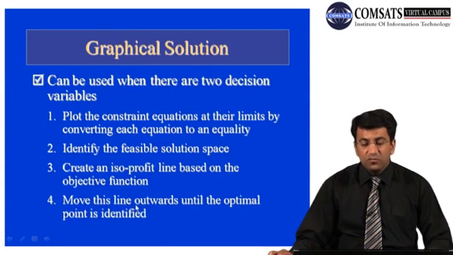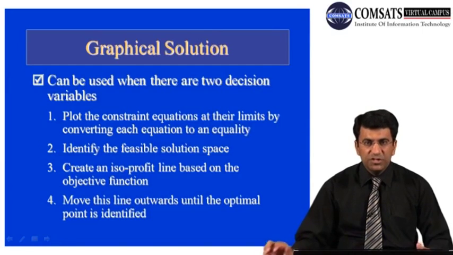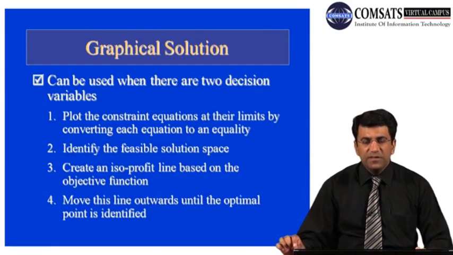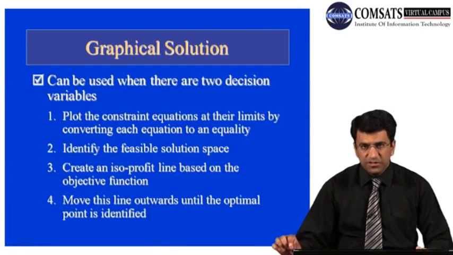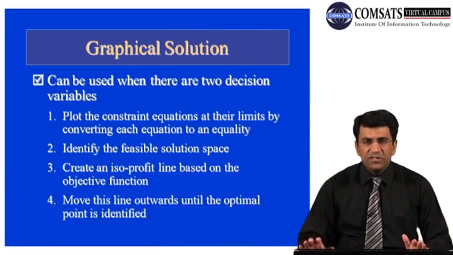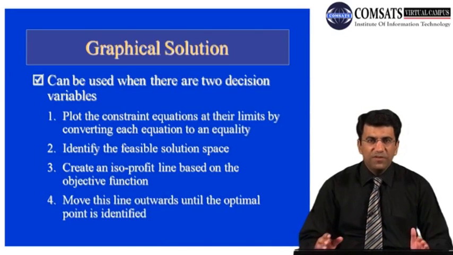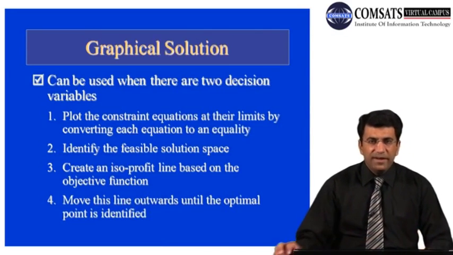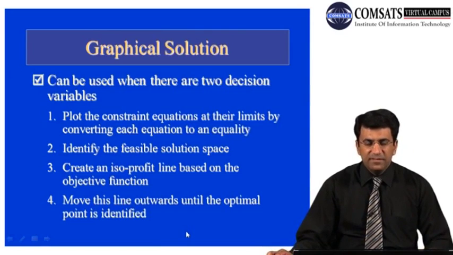Then we will move this line outward until the optimum point is identified. Again, class, please remember we are interested in the less than constraints. Whenever there is a less than constraint, in this particular case we will be interested to move this profit line outside in order to find the optimum point. So don't be scared about these steps. I am going to tell you these steps so that you can have them in your mind when we make that diagram, and then you can better understand them.